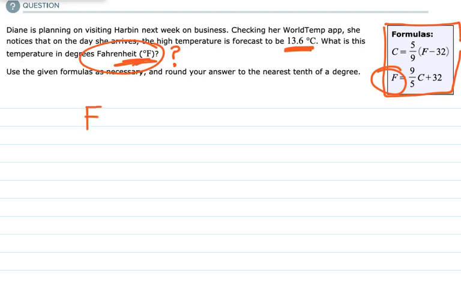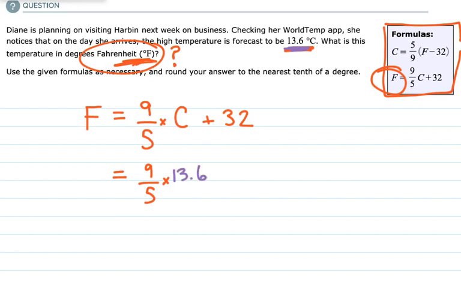So the Fahrenheit temperature is going to be 9/5 times the Celsius temperature plus 32. Now notice here there are no brackets, so when you type it in your calculator, all you need is a times sign here: 9/5 times 13.6 degrees Celsius plus 32. We'll type that in our calculator. We don't need any brackets like we did in the previous formula. Let's see what we get.